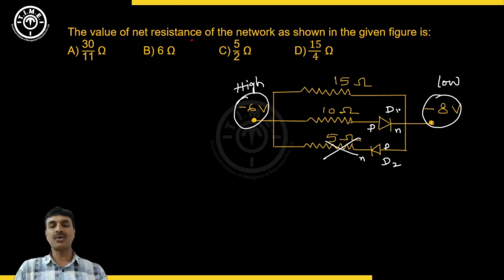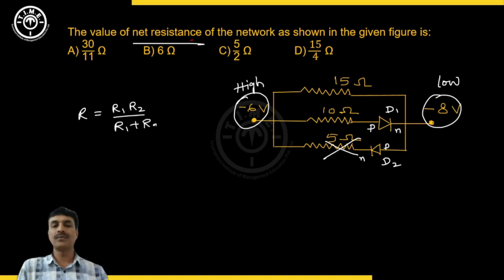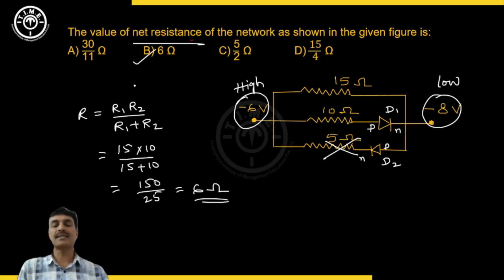Diode D1 is in forward bias mode. So there are two resistances there. What is the effective resistance? When these two resistances are considered, clearly they are parallel to each other. When it comes to effective resistance in parallel combination, it's R1 R2 by R1 plus R2. Yes, the two values are 15 and 10. So 15 into 10 by 15 plus 10. That is 150 by 25. Nothing but 6 ohm. So correct answer is option B for this.